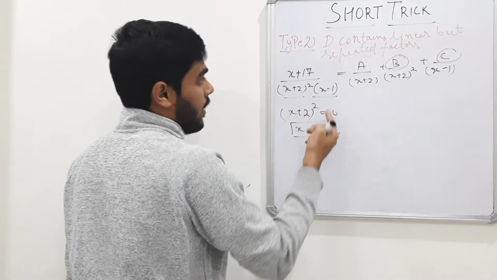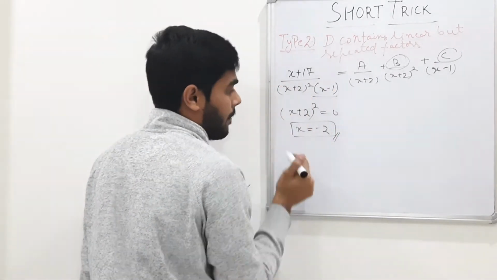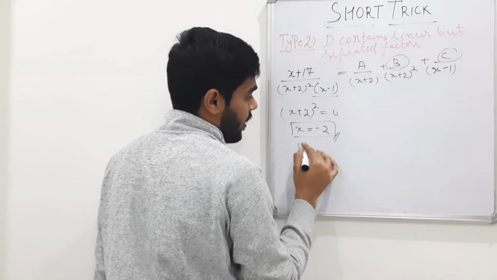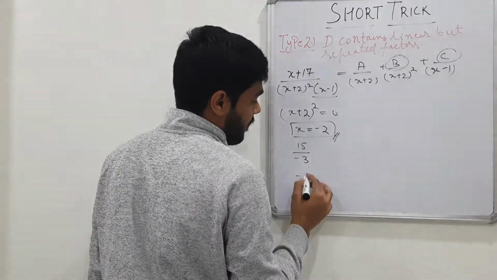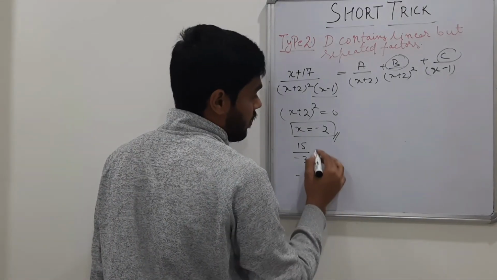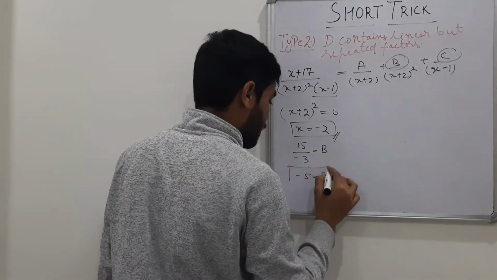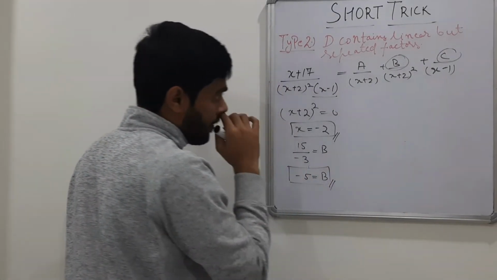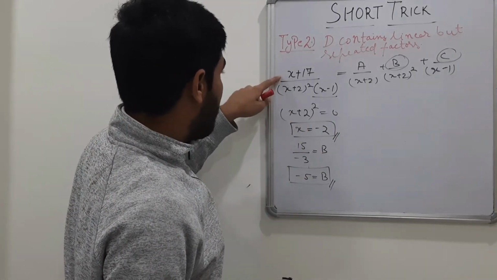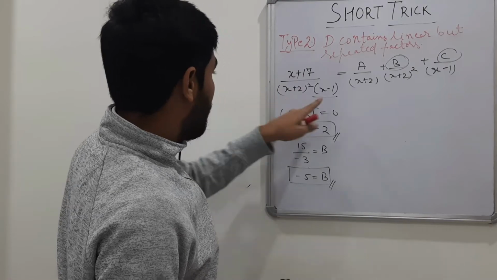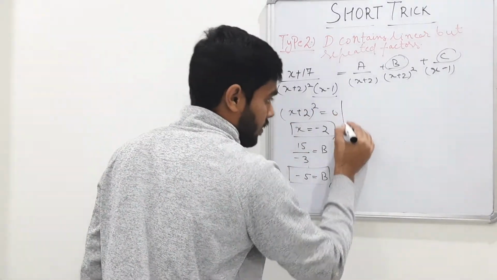Now put x = -2 in the whole expression, leaving out this factor. So -2 plus 17 gives 15, upon -2 minus 1, that is -3, so 15 upon -3, which is -5, equals b. So this is done. You put x = -2 in the rest, so the numerator becomes 15, and you do not put it in the factor being removed. Minus 2 minus 3. Yes, it is done.